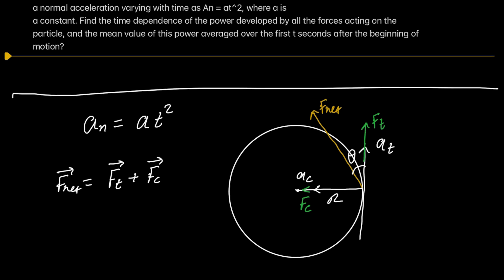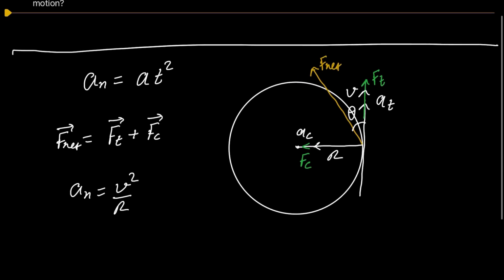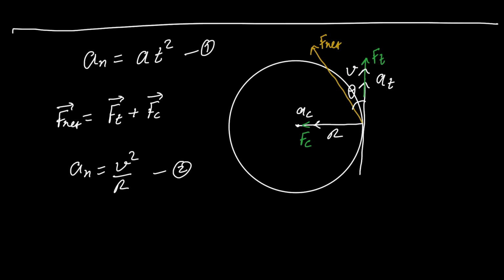Now we know what normal acceleration is. Normal acceleration is v square by r, where v is the speed. The particle is moving along the tangent, so its velocity is along the tangent. Now we are given that normal acceleration is a t square, and we know normal acceleration is v square by r. So taking these 1 and 2, what we will get is v square by r is equal to a t square, or what we can write for v.